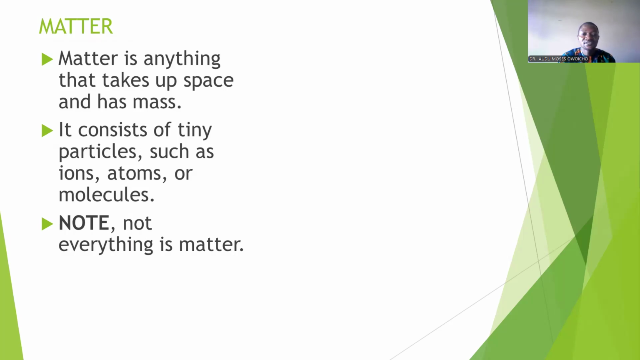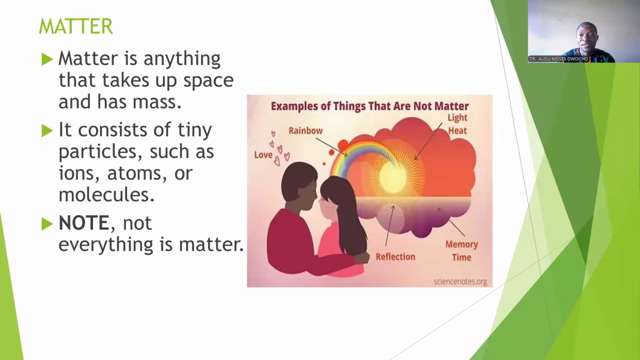Not everything is matter. So let's look at examples of things that are not matter. Things that are not matter include a rainbow, light, heat, memories, reflection, even love. These are examples of things that are not matter, and many others.